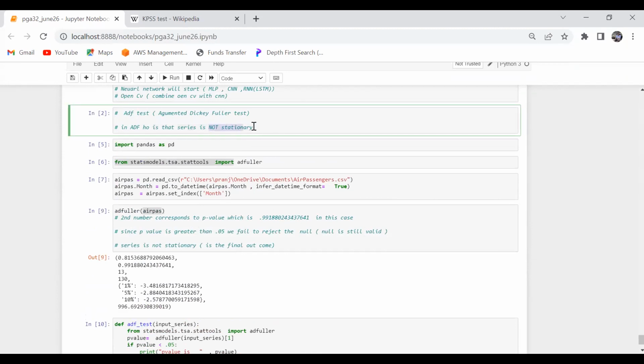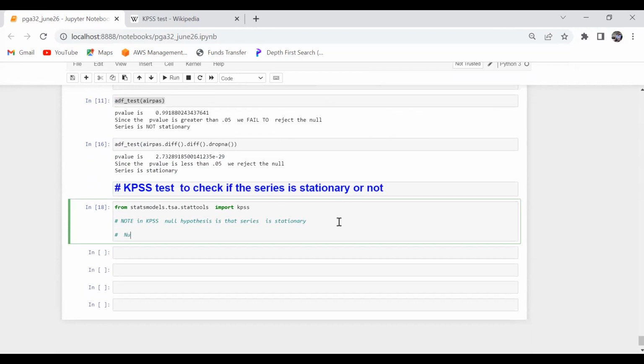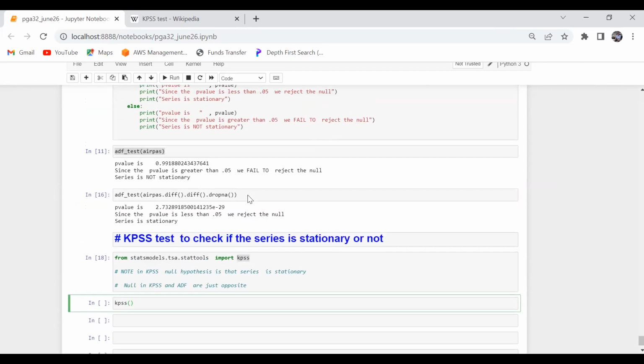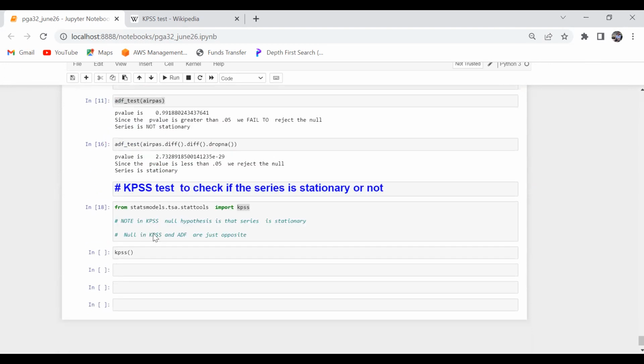In ADF, it was not stationary. So basically, the nulls in KPSS and ADF are just opposite. And if the null is opposite, then the alternate has to be opposite without any doubt. एक में है not stationary, दूसरे में है stationary. Apart from this, no other change you're supposed to do. Just take KPSS and pass your data. Let's see what's the answer.